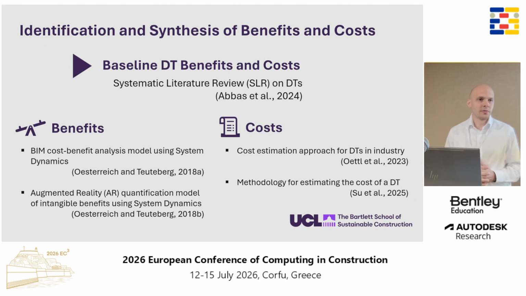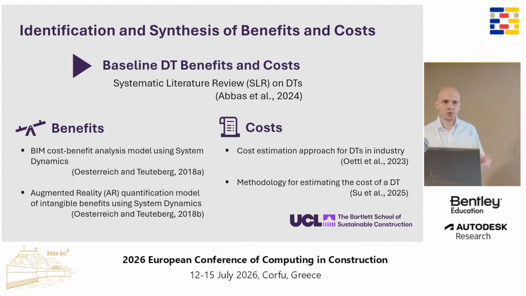So how we've done this, first step was to identify and synthesize those benefits and costs. Initially, we already presented a systematic literature review about the benefits and costs of digital twins. In this paper, it was actually based on the benefits and costs that were provided via empirical evidence. This means the ones which have been actually proven in case studies, for instance, or other ones that have been collected through surveys. But we decided to expand those.